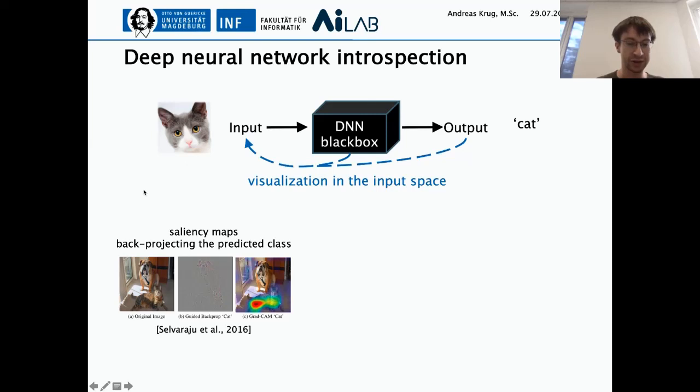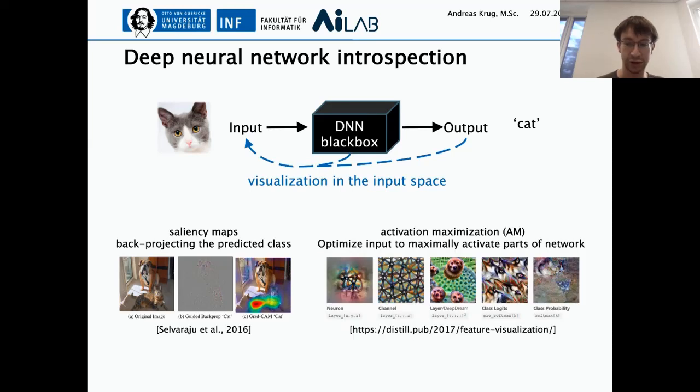The other common technique, which also visualizes internals of the network, is activation maximization. The idea there is simply to optimize an input which maximally activates some parts of the network. I think a lot of you have already heard about the Google DeepDream thing, which is part of this type of technique. But there are also a lot of problems with these techniques.